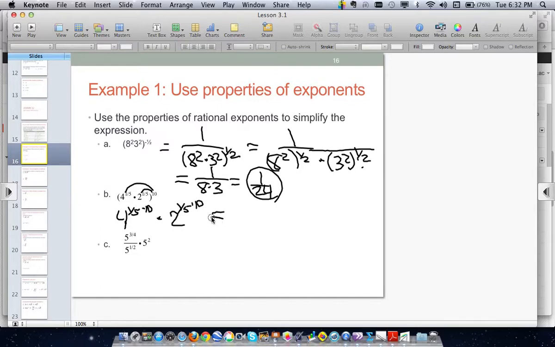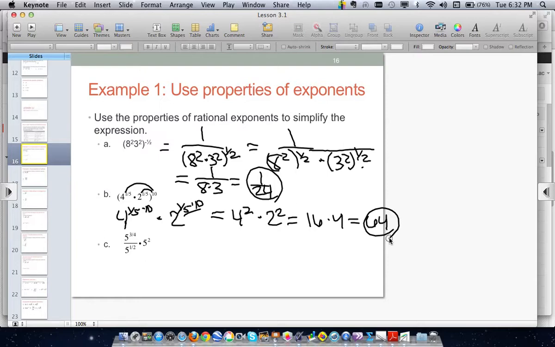Now power of a power, we multiply the powers. So 1/5 times 10 would be 10/5, so that's 2. So this becomes 4 squared. And same thing here, 1/5 times 10 is 10/5, so that's 2, so this is 2 squared. So then 4 squared is 16, 2 squared is 4, multiply that together, and you get 64 as your final answer.